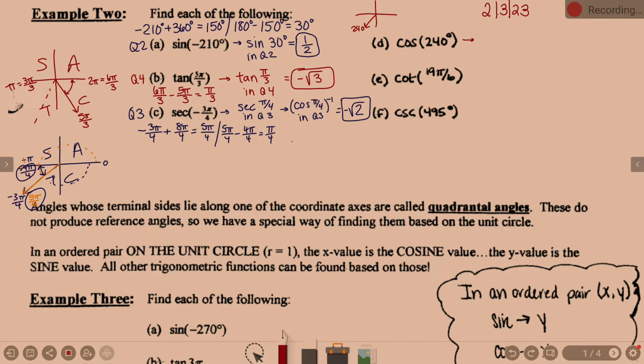So if 240 is down there, we want to look at how far is 240 from the x-axis, which means how far is it from 180. So 240 minus 180 is 60 degrees. What quadrant are we in? Quadrant 3. So my brain is asking, what is the cosine of 60 degrees in Q3?